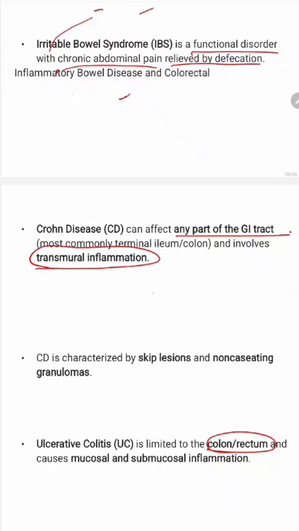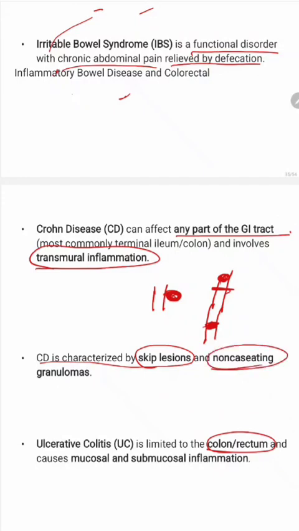Okay, transmural means it involves all the layers: mucosa, submucosa, muscularis, and adventitia. And then Crohn disease is characterized by skip lesions. Okay, this side is involved, then this is skipped, then this region will be involved. So there are skip lesions and there are granulomas, which are non-caseating in nature.